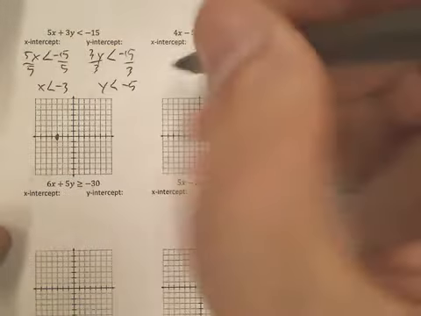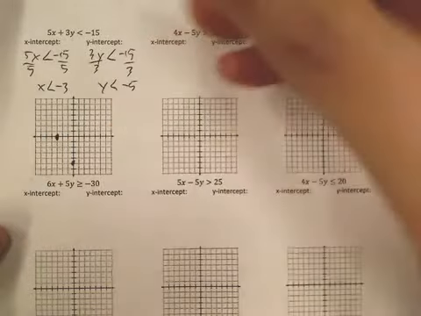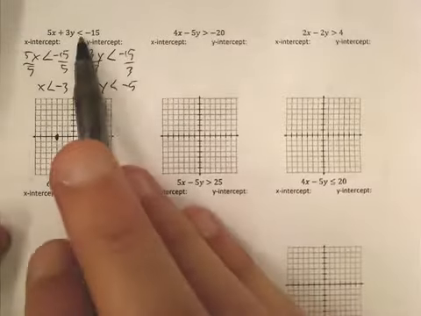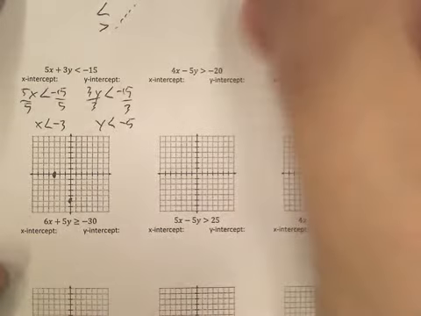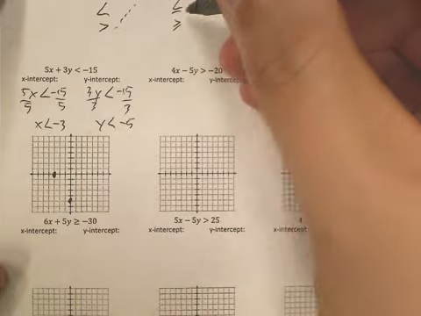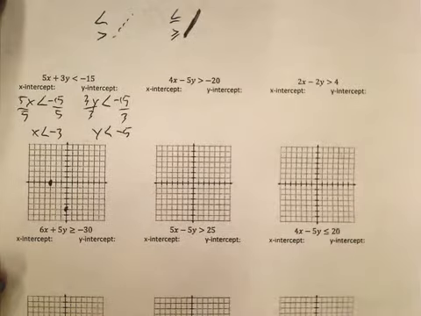Now the x, put a dot at -3. For the y, put a dot at -5. And then when you draw your line, that rule is the same. So let me put that up here. If it's like this or like this, it's going to be a dashed line. If it's like this or like this, it's going to be a solid line. Okay, that part's going to be the same for the line. So this will be a dashed line.